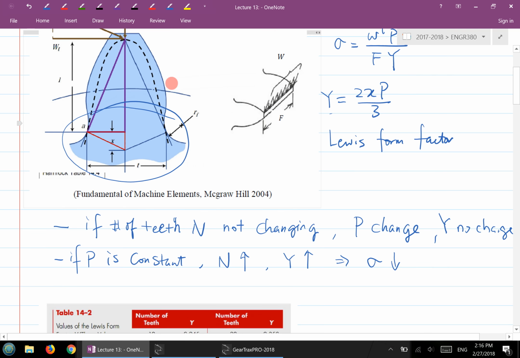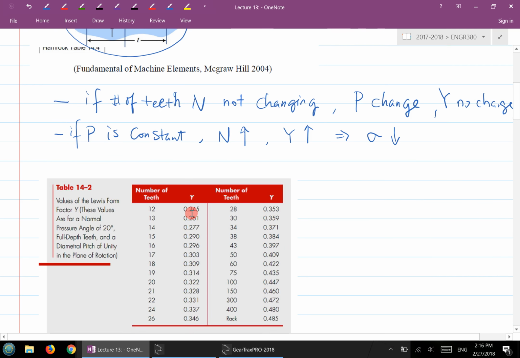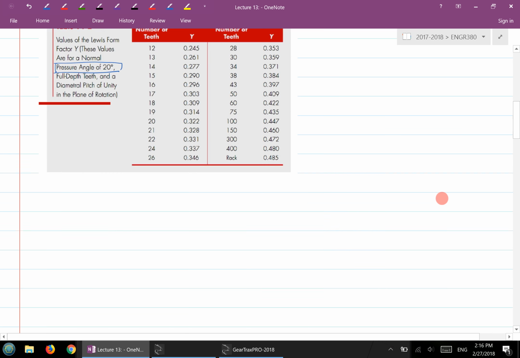Now, the figure, table 14-2, covers a pressure angle of 20, and then the Lewis form value y corresponding to a different number of teeth here. As you can see, as the number of teeth is increasing, the y value is increasing here, right? So that's basically the Lewis equation there.